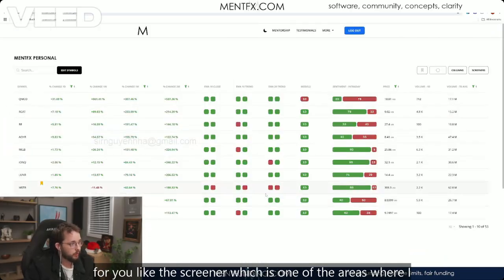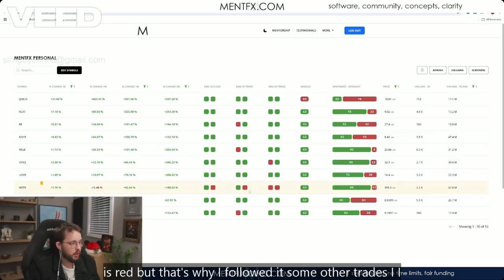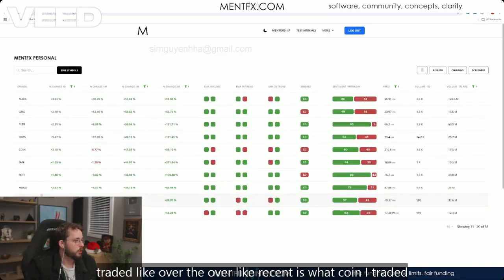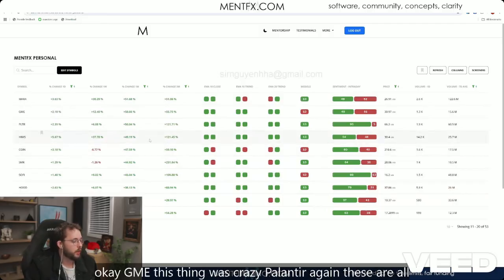Like the screener, which is one of the areas where I found MSTR. Here it is. Had really good readings. I followed it. Now it's breaking down. That's why some of this is red, but that's why I followed it. Some other trades I traded recently: Coin, I traded this thing. Now again, it's kind of coming down, but that's okay. GME, this thing was crazy.